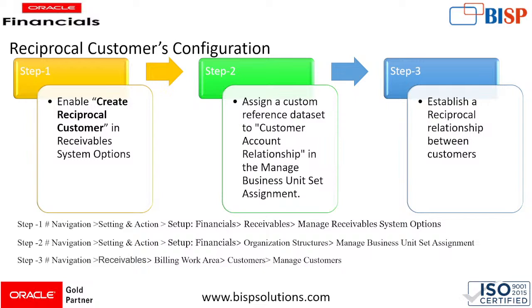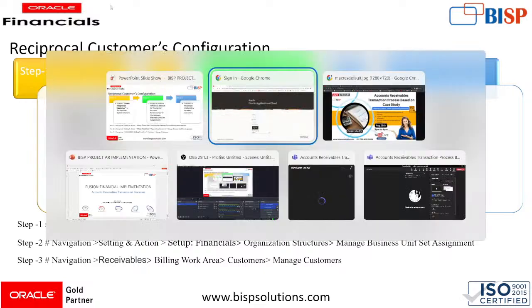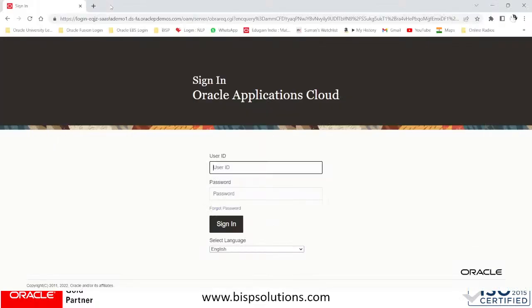So the first step is to enable the create reciprocal customer in receivables option, and then assign a custom reference data set to customer account relationship in the manage business unit set assignment. The third step is to establish a reciprocal relationship between the customers. So first we will navigate to the manage receivables system options. Let us navigate to the application now. Let's log in with the user credential.